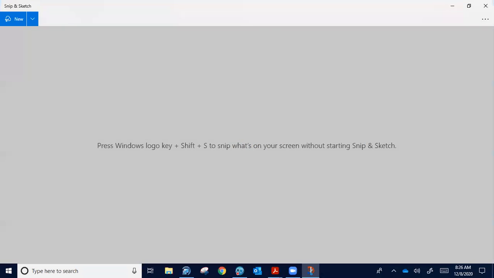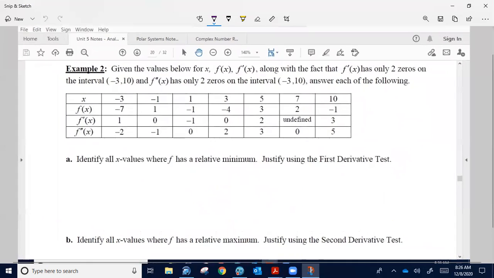So given the values below for x, f of x, x prime, along with the fact that f prime has only 2 zeros on the interval negative 3, 10, and f double prime has 2 zeros on the interval negative 3, 10, answer each of the following. This is just telling us that there's not more going on. There's not hidden stuff, not in the table. The table is kind of giving you all the key pieces.